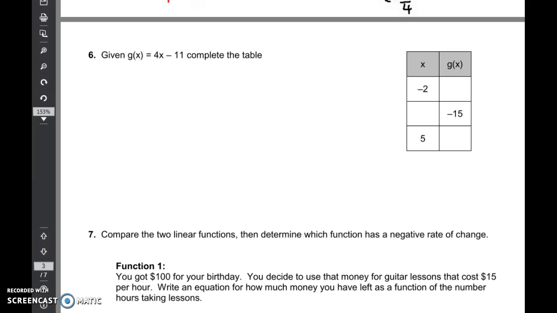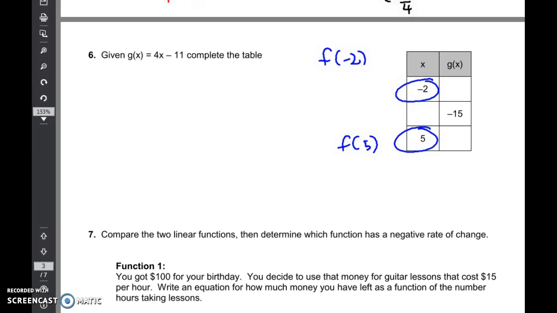So this is another way to work with function notations. The first and last are exactly like what we just did. This is like saying find f of negative 2 and find f of 5. The middle one is a little bit different. Let's do the first two first.